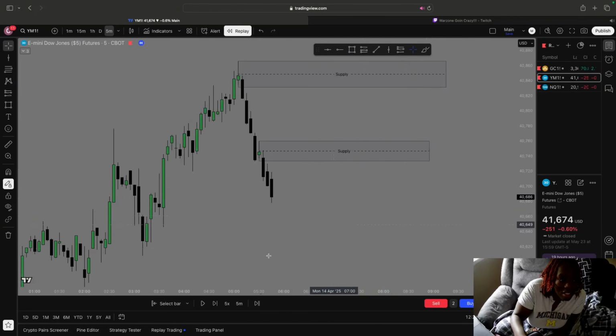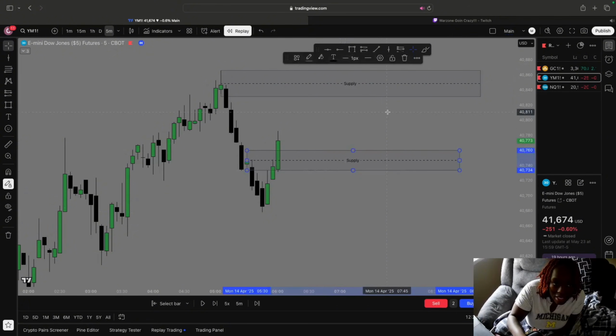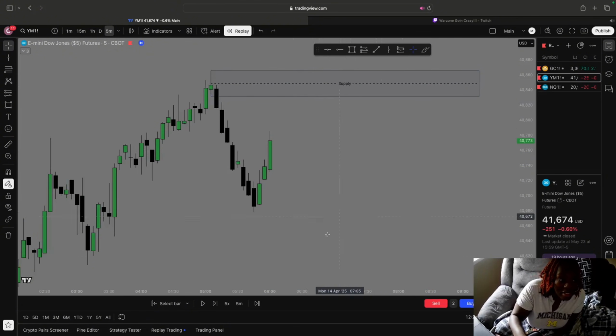So let's see. Okay, it tapped into this. Now what we're waiting for is a bearish engulfing candle, which is one of these candles right here before we enter. Okay, this one broke above. What does that mean? That means this area here is invalid. This doesn't even matter no more. So now we're looking to head up here. So let's see.